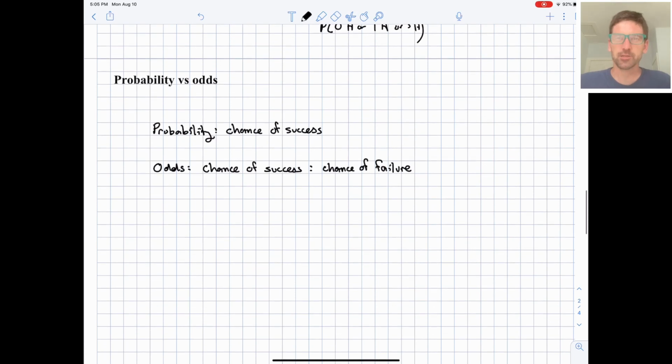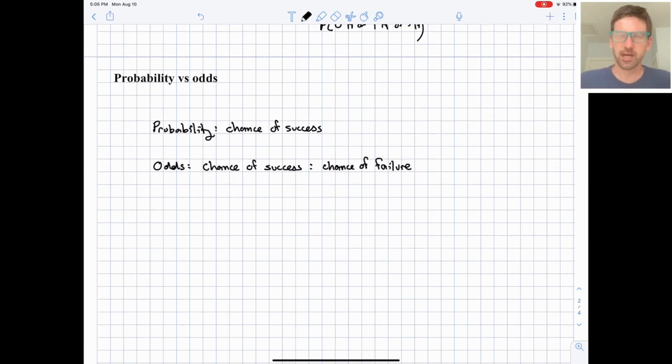Lastly, real quick, I just want to talk about probability versus odds. In this class, we'll almost always talk about probability. I don't think odds give us a good sense of the probability or the likelihood of something happening. They're a little counterintuitive sometimes. So the probability is the chance of success, and the odds are the chance of success to the chance of failure.